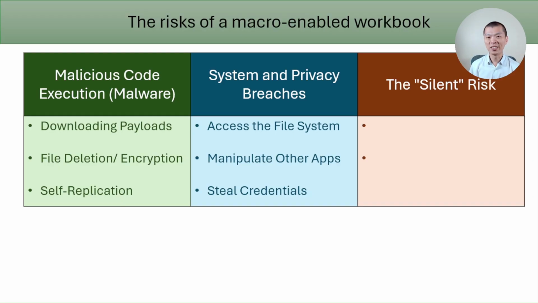And the third type is about the silent risk. What does that mean? It could be something like an infinite loop. This one is quite easy to handle. The macro just runs infinitely. It will take up all your computing power, your memory, your processing power. It just takes up everything. To fix this one is rather simple. Just end Excel. Sometimes, whenever we are doing some automation, we might encounter this infinite loop.